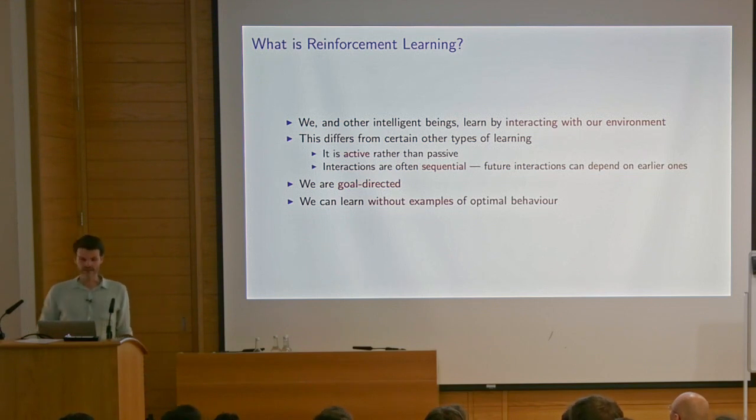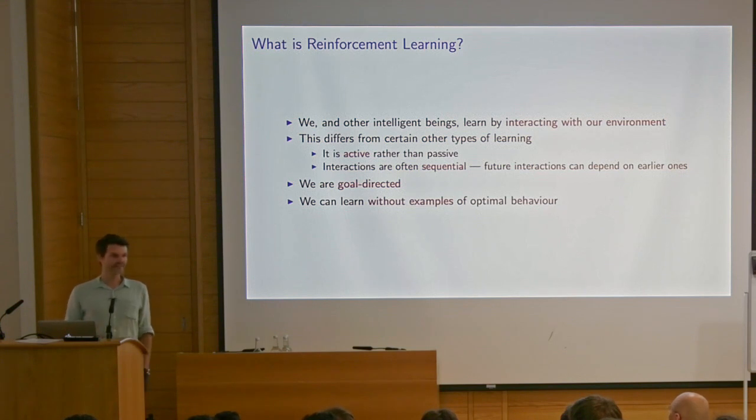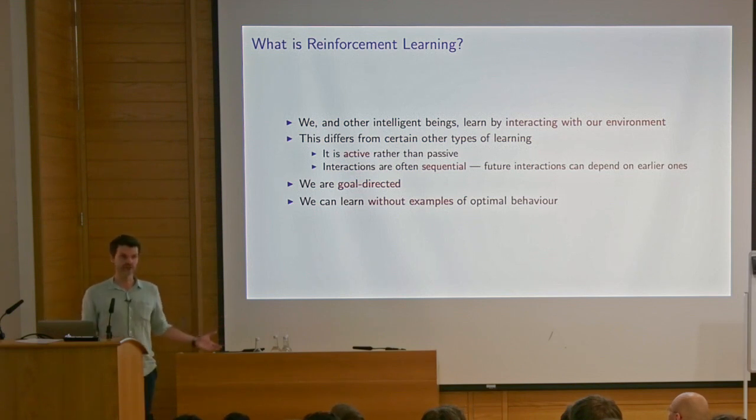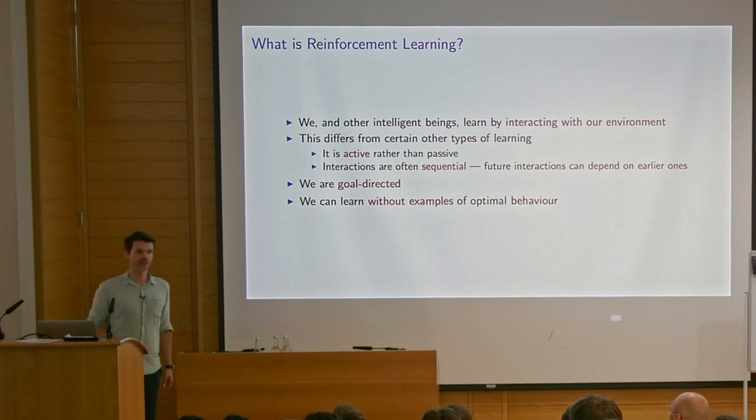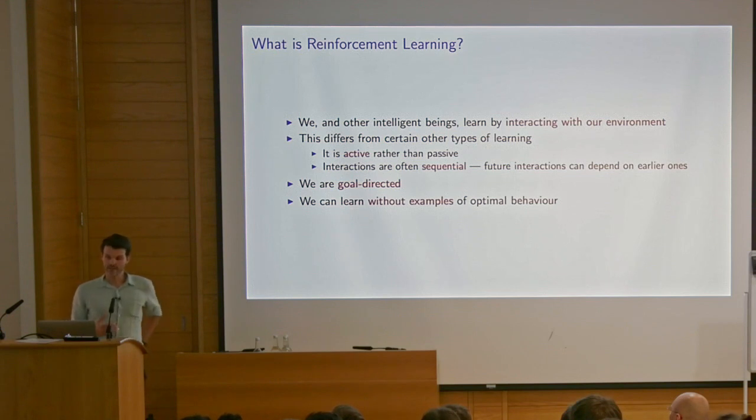As it says on the slide, we and other intelligent beings, I posit, learn by interacting with our environment and then consuming these interactions. And this differs from certain other types of learning. For instance, it's active. You might actively seek out new information that can help you learn. But you also have to take into account that interactions are sequential and that future interactions can depend on earlier ones. If you go down a certain path, you might not see certain things that would maybe have been useful to know about. So there's this tight coupling between the learning process, the analysis, if you want to call it that in more statistical terminology, and the decisions that the system makes. Typically, we're also goal-directed. I'll get back to why this is important. And we can learn without examples of optimal behavior.